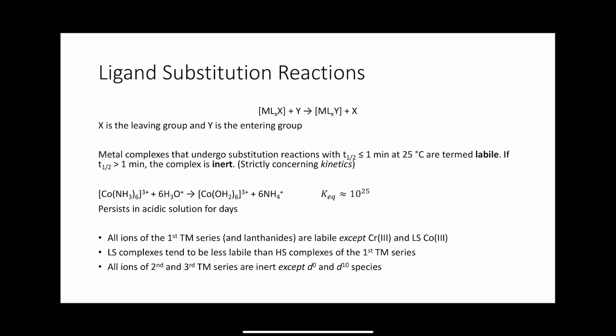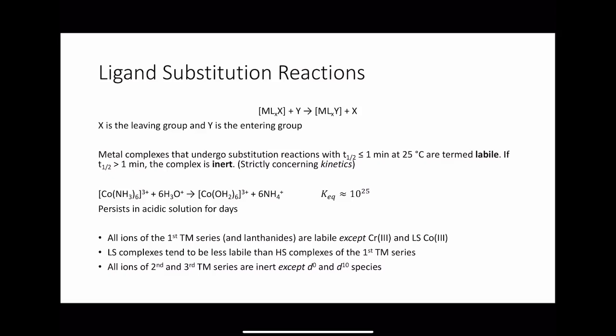All right, so to go over a few rules with respect to our inert and labile complexes. First is that all ions of the first transition metal series, as well as the lanthanides, are labile, except for chromium(III) and low-spin cobalt(III). So that gives you information with respect to hexaammine cobalt(III) and indicates that this is in fact a low-spin complex.